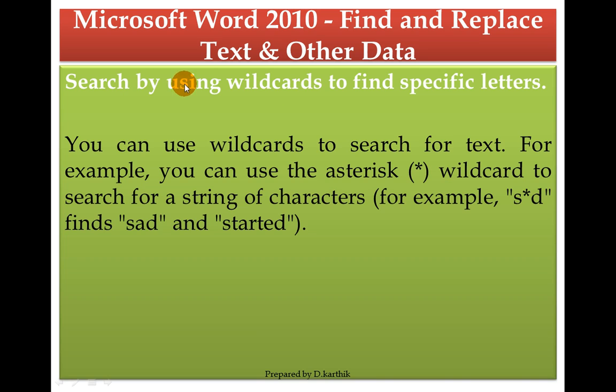Searching by using wildcards to find specific letters. You can use wildcards to search for text. For example, you can use the asterisk wildcard to search for a string of characters. For example, S asterisk D finds sad and started. It means that the asterisk denotes there may be any string between S and D.